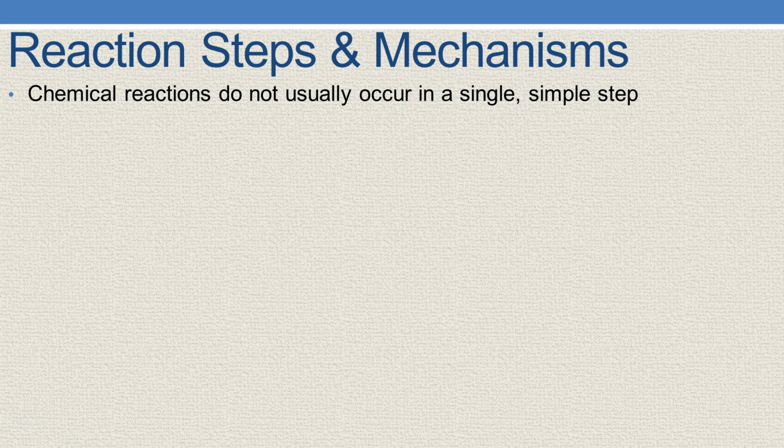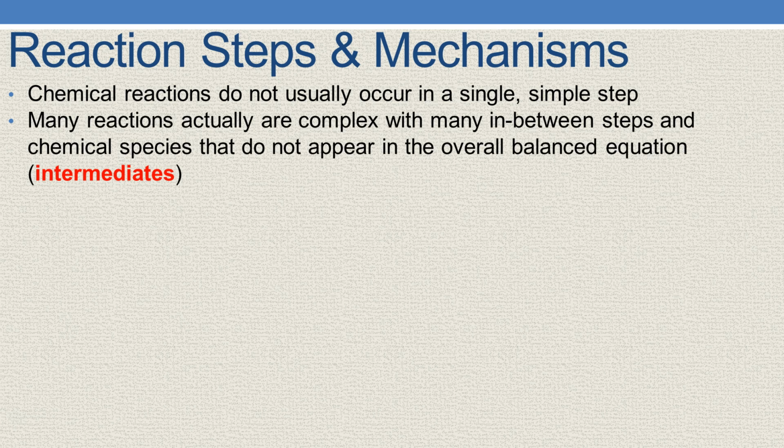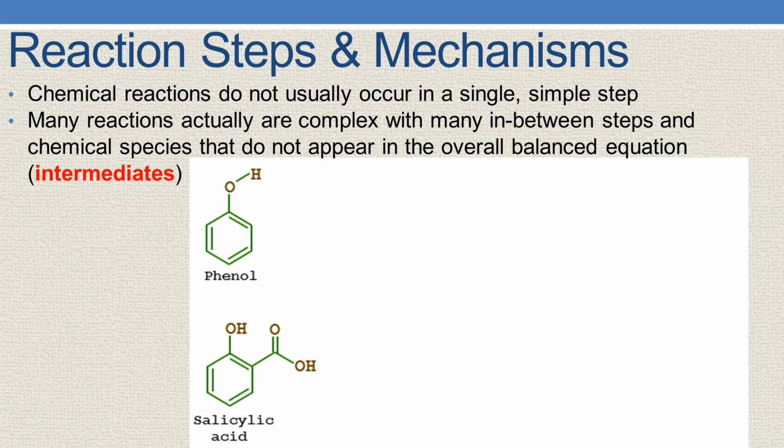Chemical reactions do not usually occur in a single simple step. I know that we've been showing those equations with a very simple "starts with this, goes to this." It doesn't really go that way. Most reactions are actually pretty complex. There are a lot of in-between steps, and chemical species appear that don't actually appear in the overall balanced equation. We call these in-between little things intermediates.